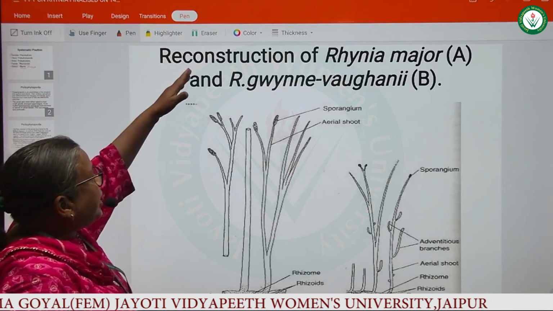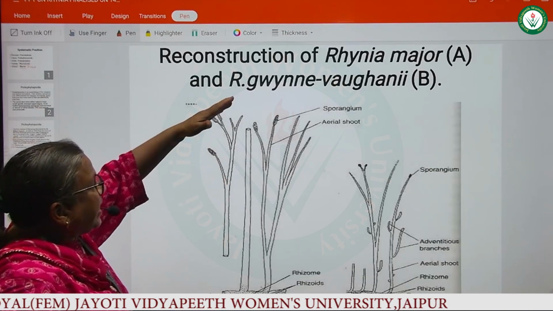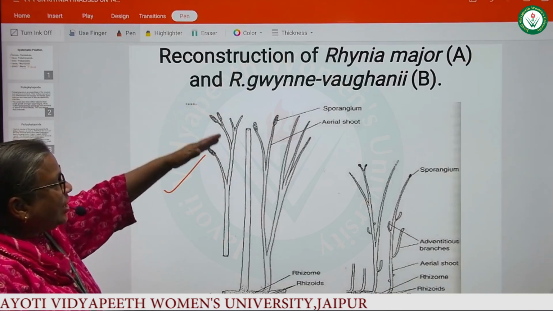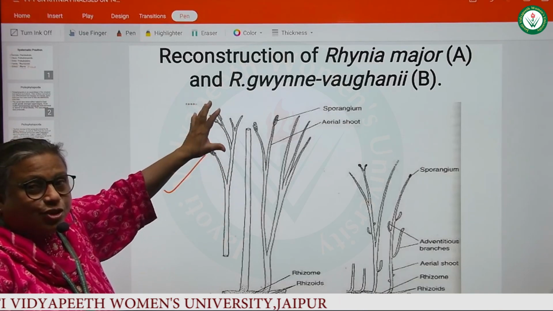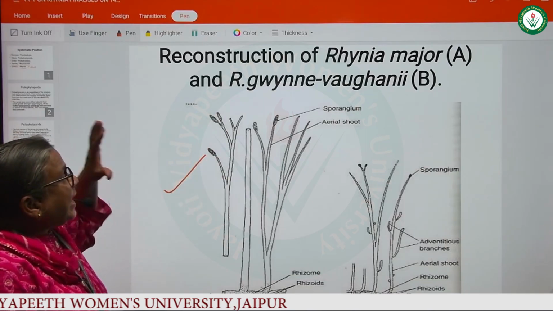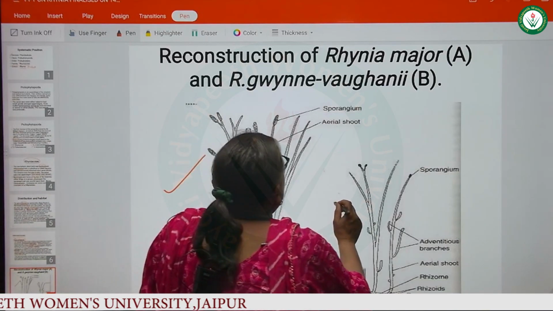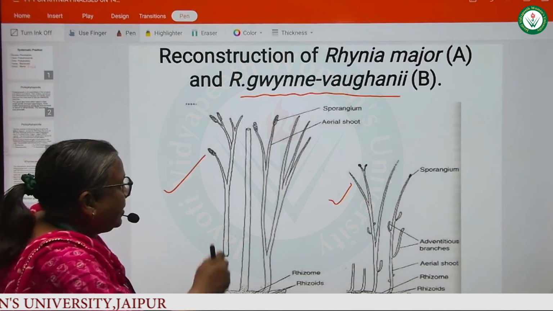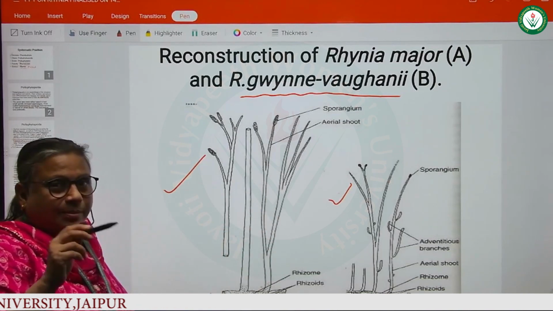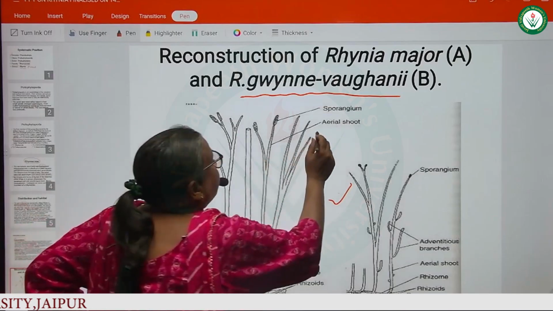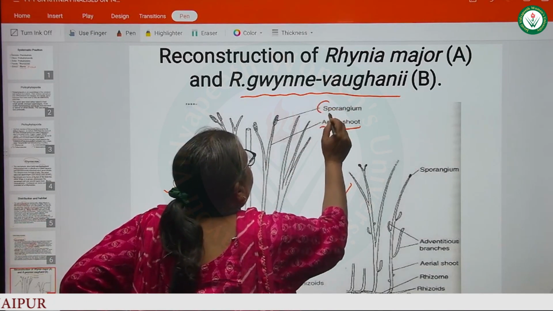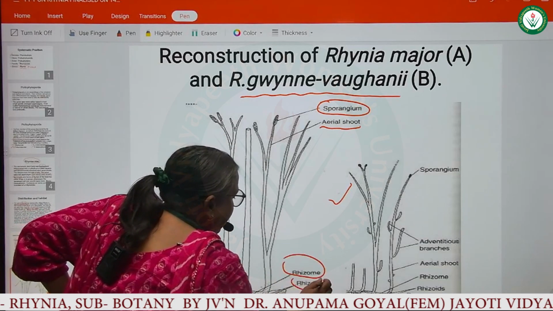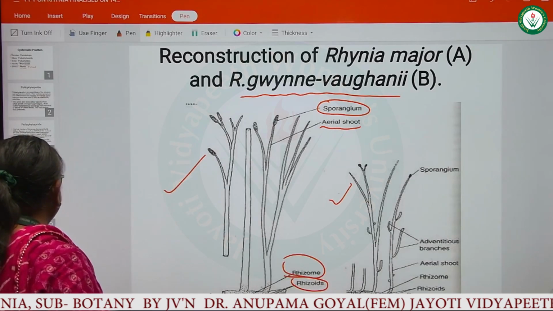So students, here you can see the diagram of Rhynia major. Diagram A shows the external structure of the sporophyte of Rhynia major, and in B you see Rhynia gwynne-vaughanii. As you see in the diagram, the fossil plant Rhynia has aerial shoots, and at the tip there is the sporangium, and the rhizomes and rhizoids are also present in the Rhynia plant.